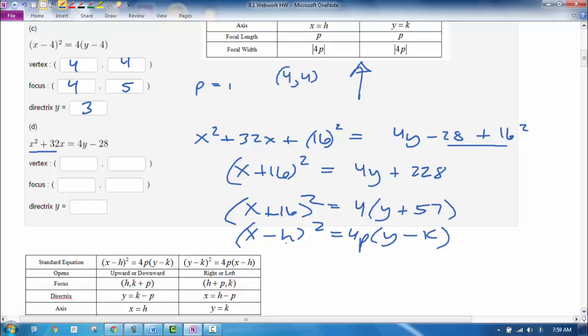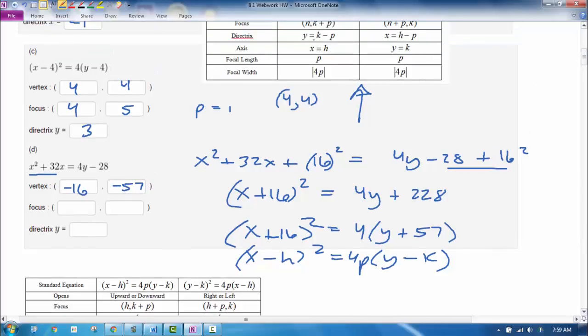And now you can compare and say, okay, well, h is negative 16 here, and k is negative 57. And then the focus is at h comma k plus p, so it'll be negative 16 comma k plus p, so k is negative 57, but I have to add p, which is 1 in this case, so it'll be negative 56. And the directrix is the line y equals k minus p, so it'll be negative 57 minus 1, which is negative 58.